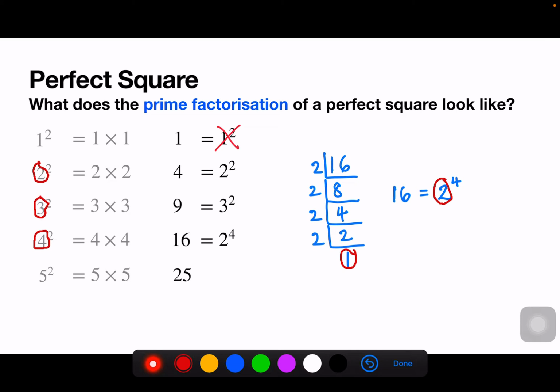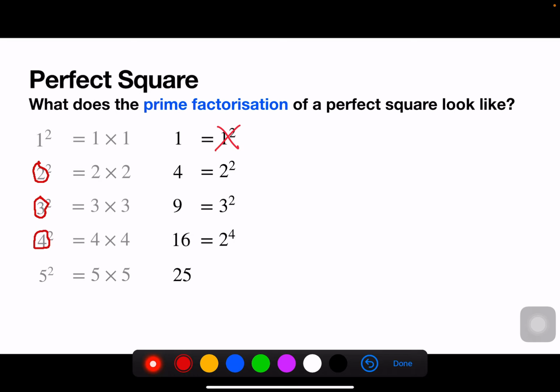Alright, now what about 25? 25 can be expressed as 5 square, and 5 is a prime number. Therefore, we can write it down as 5 square. So these numbers that you see are all the prime factorizations of the perfect squares 1, 4, 9, 16, and 25 respectively.